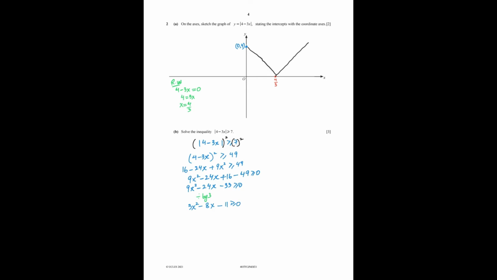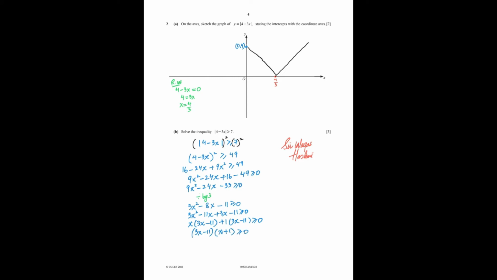Now we can apply middle term method here. So that will be equal to 3x squared minus 11x plus 3x minus 11 greater than or equal to 0. It's x(3x minus 11) plus 1(3x minus 11) greater than or equal to 0. Now we can take common 3x minus 11, and the leftover part we have, it's x plus 1 greater than or equal to 0.